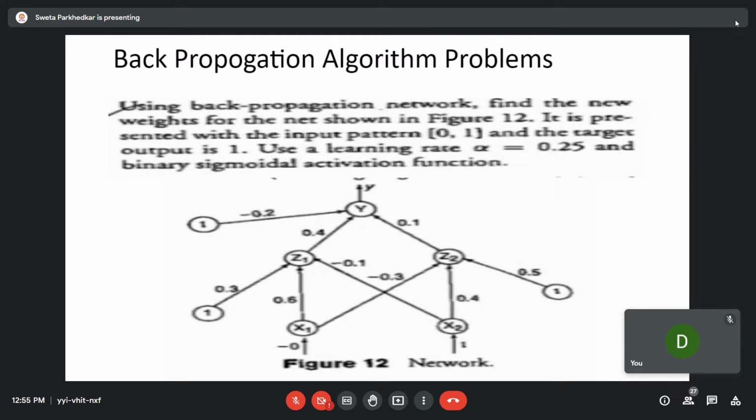Then, have you completed writing this problem? No, ma'am. 2 seconds. No, ma'am. हाँ हाँ हाँ. Write down.